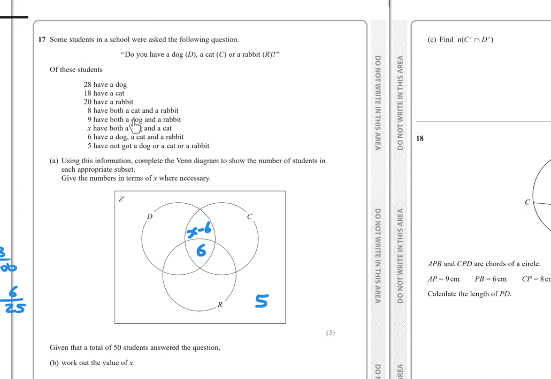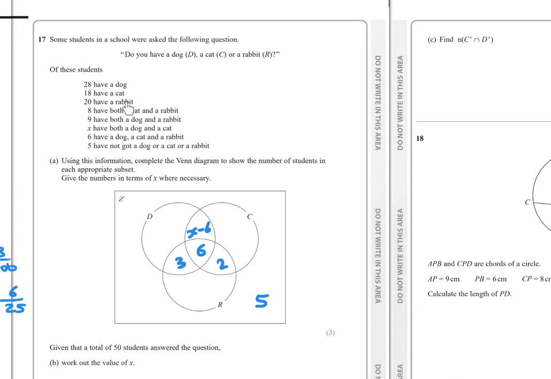And 9 have dog and rabbit. So dog and rabbit, this region, contains 9. This region has 6, so 9 minus 6, we have 3 in this region. And 8 have both cat and rabbit. So we have 8 in this region, 8 minus 6, so we have 2.